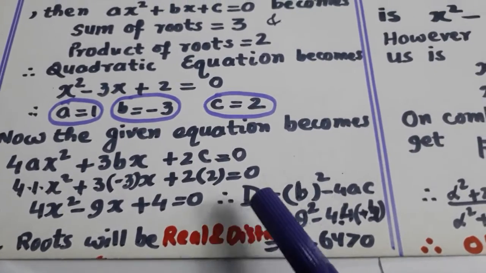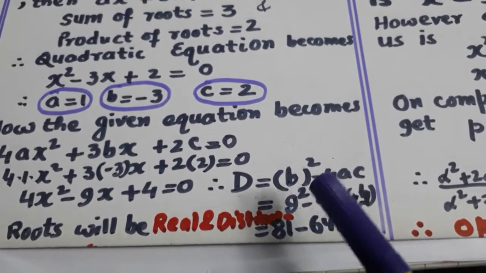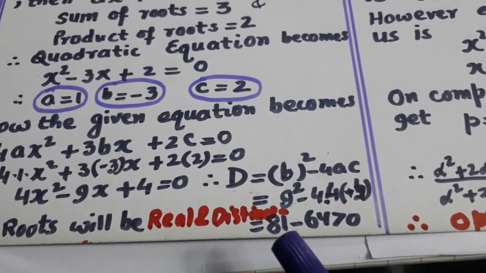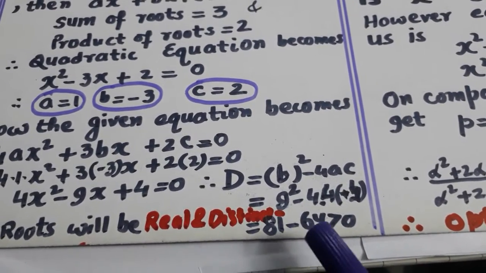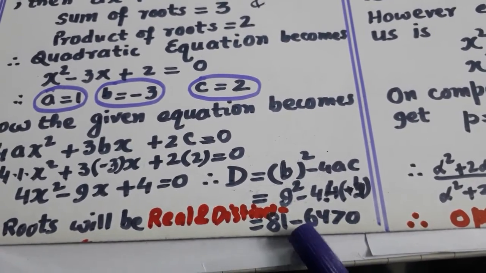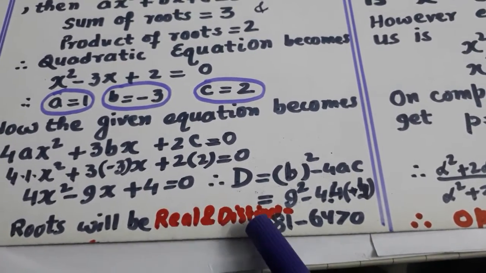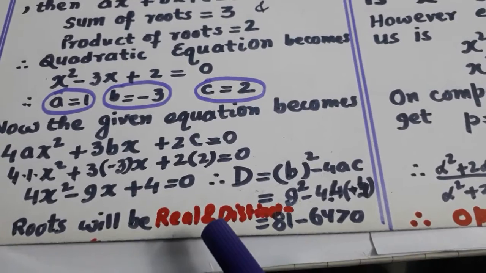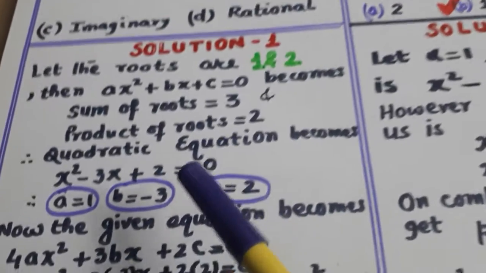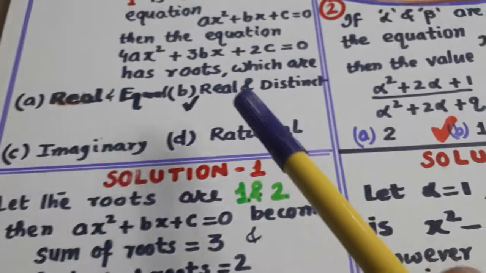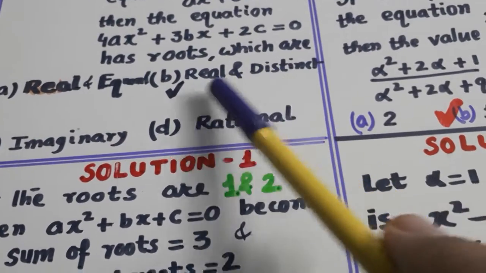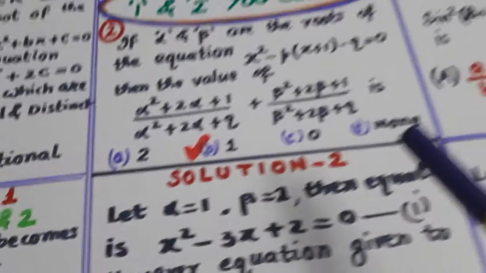So for that you have to find the discriminant. Discriminant comes out to be 81 minus 64, that is 17, which is greater than 0. So the roots will be real and different or distinct. Real and distinct is the answer. Now let us go to the next.